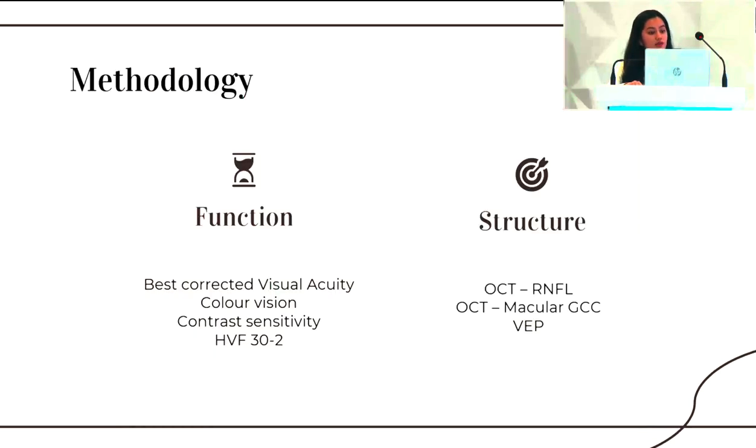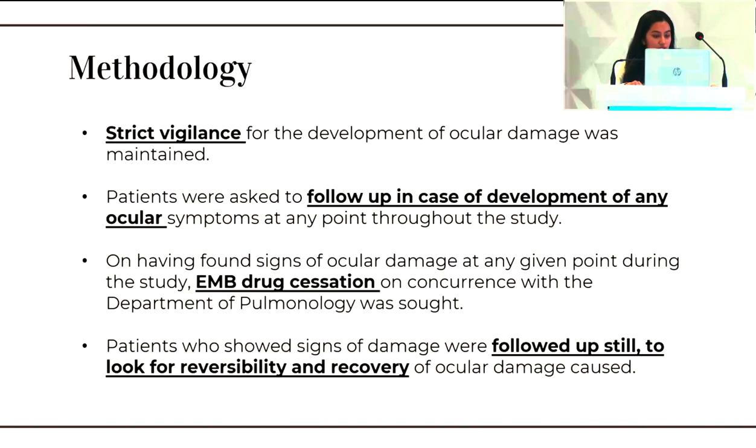For methods, we evaluated visual function by logMAR of best corrected visual acuity, color vision by Ishihara's, contrast sensitivity by Spaeth-Richman online test, and Humphrey Visual Fields 30-2. For structure, we used OCT and visual evoked potential.